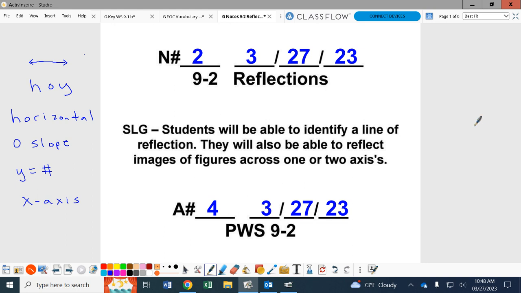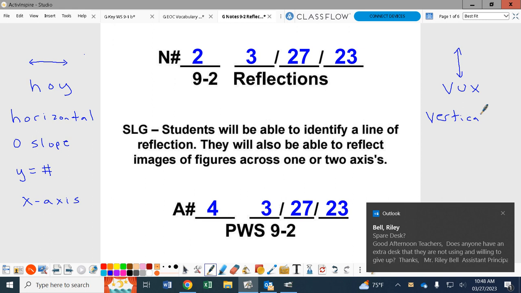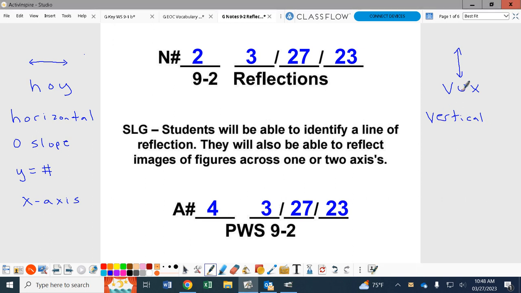On the other side, we're going to do the Bucks lines. Bucks lines go this way. What does the V stand for? Vertical. The U stands for undefined slope. Guys, the reason it's undefined is because the zero is on the bottom. Instead of the zero being on top and it just being zero, zero is on the bottom, and you can't do that. Zero can't be on the bottom of a fraction, so therefore it's undefined.